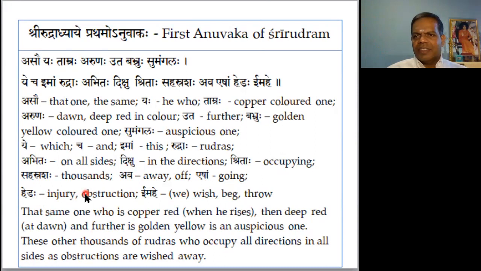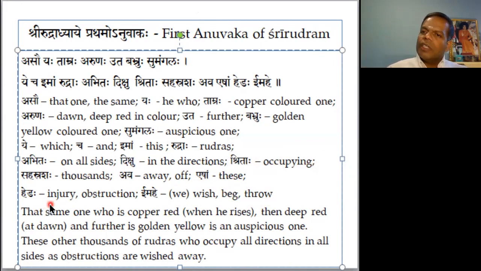Sahasrashaha, thousands. So there are Rudras around us. The same Rudra is rising up, but then there are Rudras all around, in all directions, surrounding us all. Ava means away. Let them go away. Esham, these, I should say. Hedaha. Heda means any obstruction, any barrier, or one who causes injury.